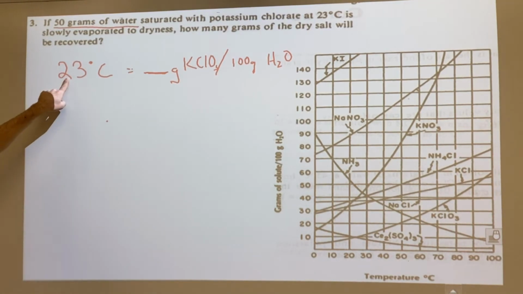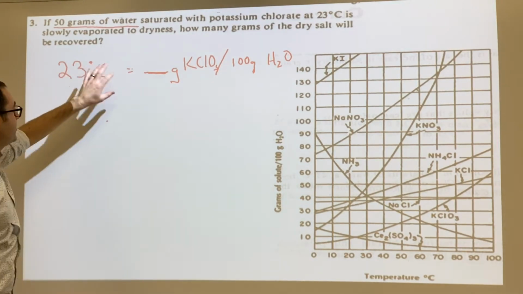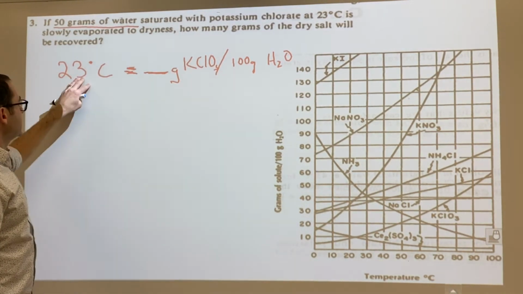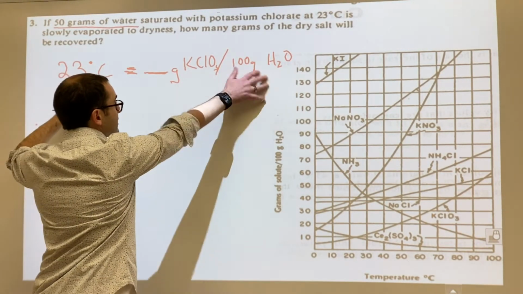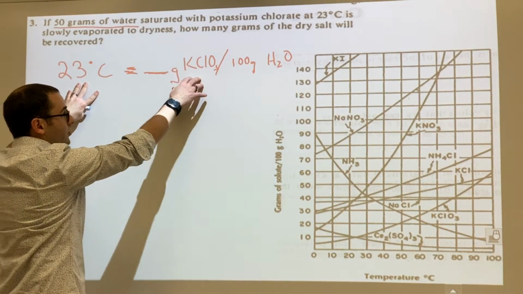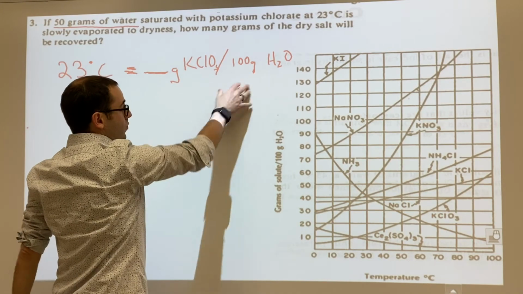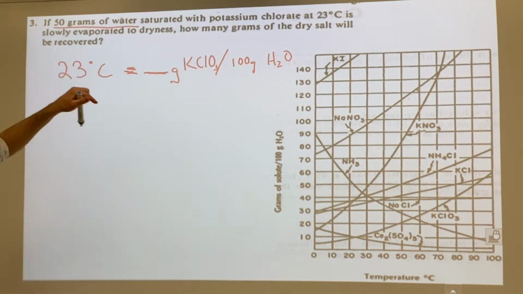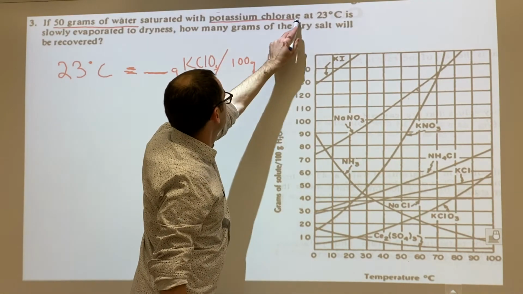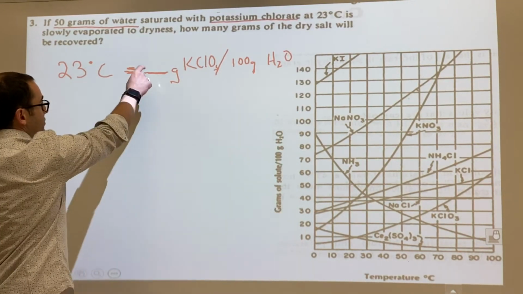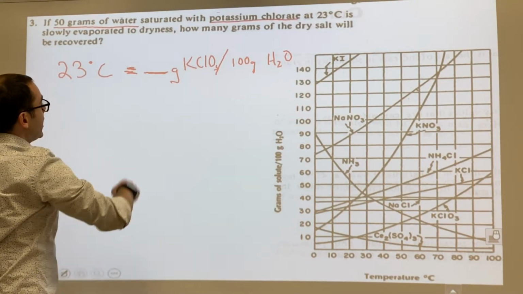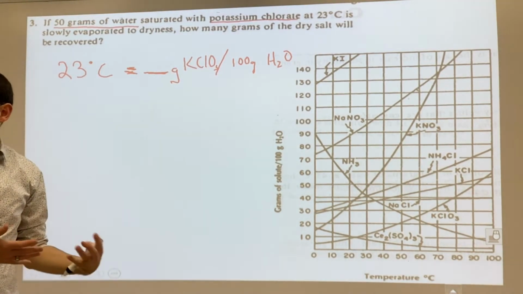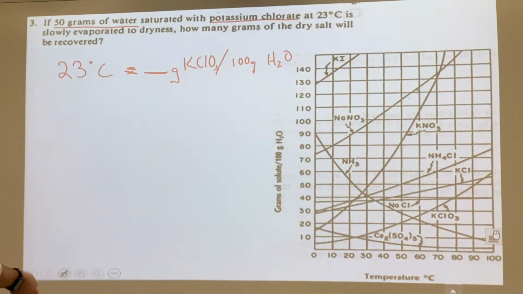One, the temperature was given. So the temperature is just whatever it is from the problem, 23 degrees Celsius. And then the rest of this is just the solute over 100 grams of water, because that's what this chart shows us. So we know it's potassium chlorate because of this. So we need to first figure this out from the chart, and then we can cut it in half to figure out the water part, to figure out the unknown. All right, so let's figure it out.